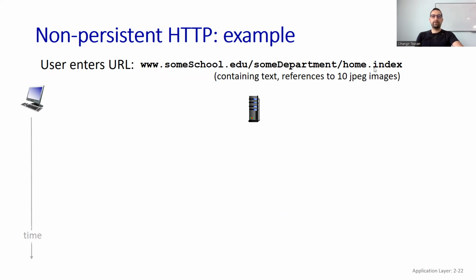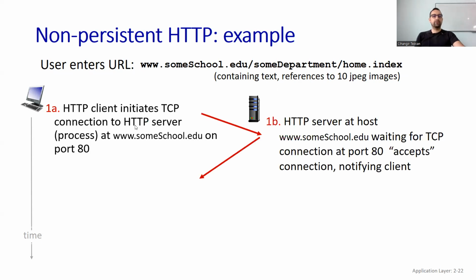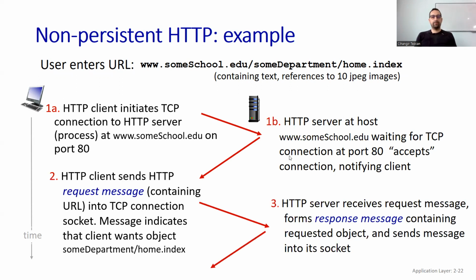So this is probably home.index and there is an HTML file there, but it also contains 10 JPEG images. So what you do is as follows. You create a TCP connection and the server accepts this connection, notifying the client. All of this happening at port 80.